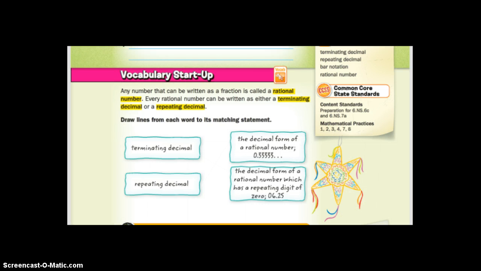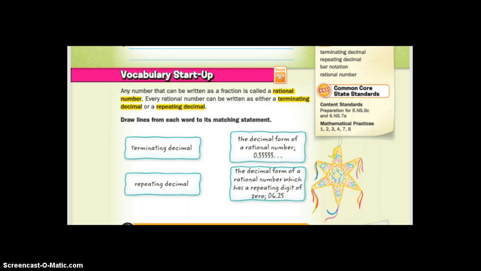This lesson is going to be a bit confusing because we have to talk about a lot of words. And words have meaning, each of them different. So kind of follow along as we go. Any number that is written as a fraction is called a rational number. Rational numbers can be written as either terminating decimals or repeating decimals.